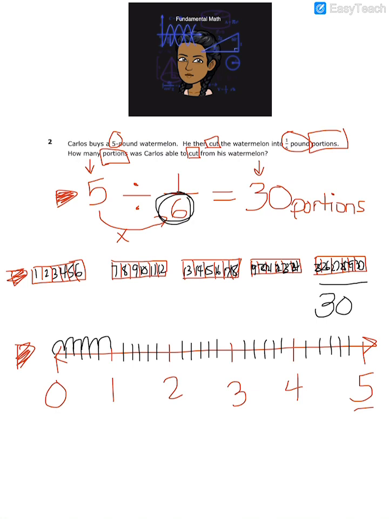I'm going to change my color here. And then we're going to count how many jumps it takes to get from 0 all the way to 5. Okay, starting with 0. Here we go. 1, 2, 3, 4, 5, 6, 7, 8, 9, 10, 11, 12, 13, 14, 15, 16, 17, 18, 19, 20, 21, 22, 23, 24, 25, 26, 27, 28, 29, 30. Okay, it took 30 jumps. Therefore, my answer is now represented on a number line.